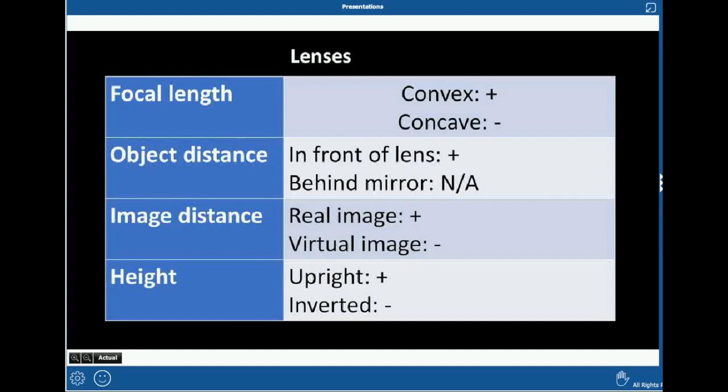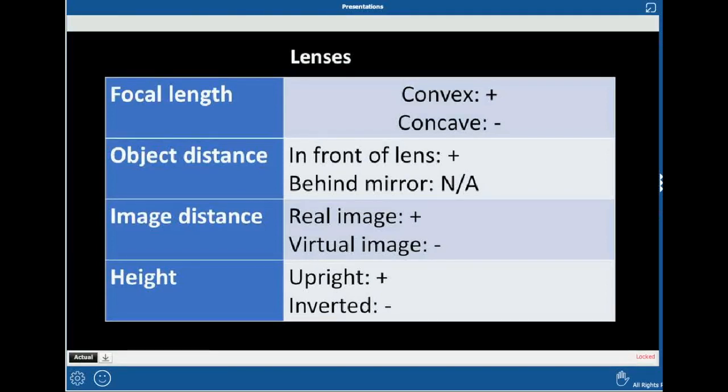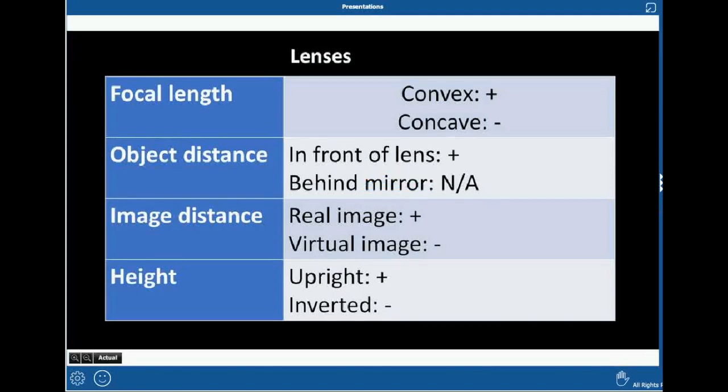Now let's talk about lenses. This says behind mirror. It should really say behind lens, but it doesn't matter because it's not a thing. These are a little different. If you notice, a convex lens is basically the opposite of a convex mirror. A convex lens and a concave mirror work the same, and a concave lens and a convex mirror work the same. So they're like opposites.